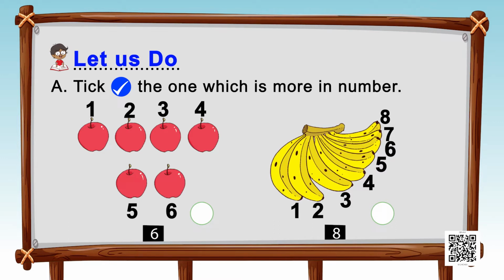Now what do we do? Now we have to see which is more in number. It is 8. You are right. It's the bananas. So we have to put a tick mark here, as shown.